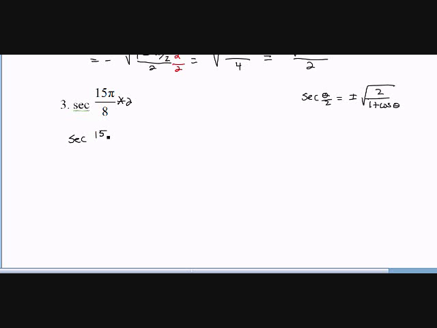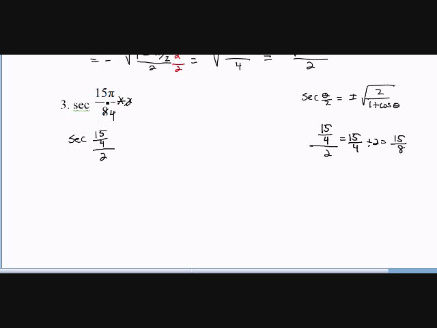I said 16, that's secant. I multiplied this by 2, so this cancels, I get 4, is pi over 4 over 2. Let's check that. Well, 15 over 4 divided by 2 is the same as 15 over 8, which is what we originally had here. So we're going to use this for our half angle.